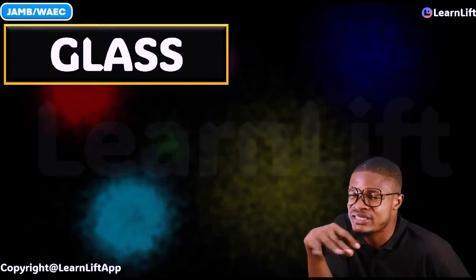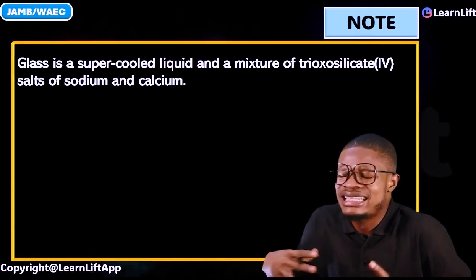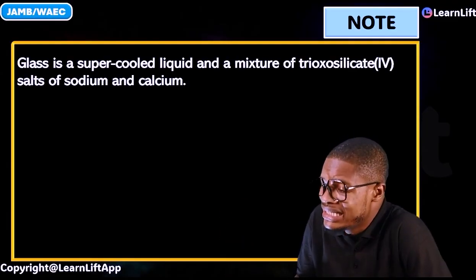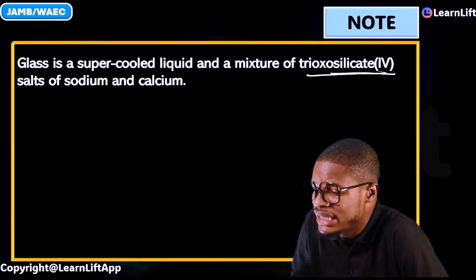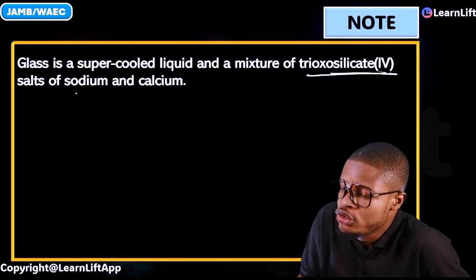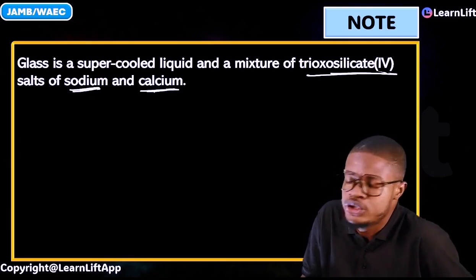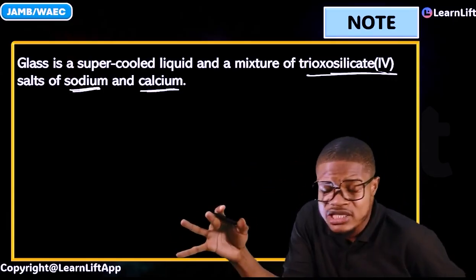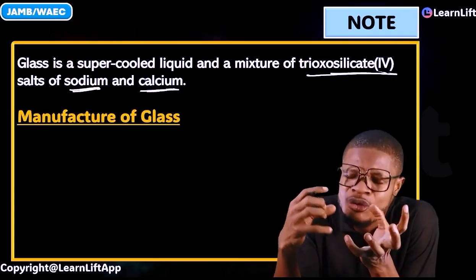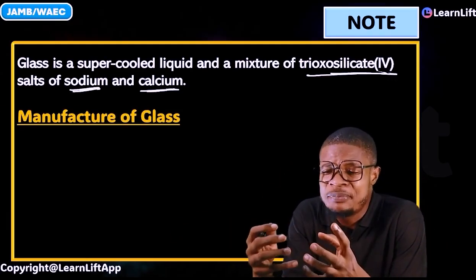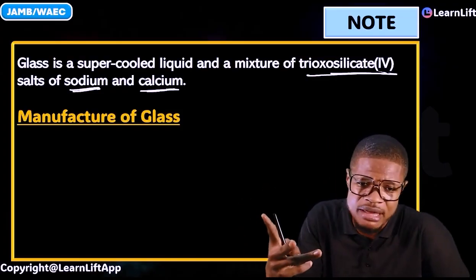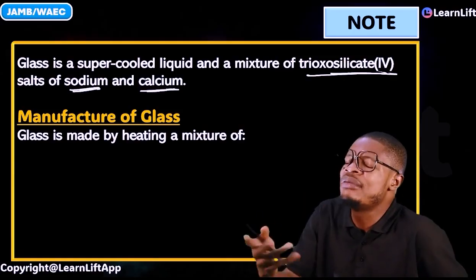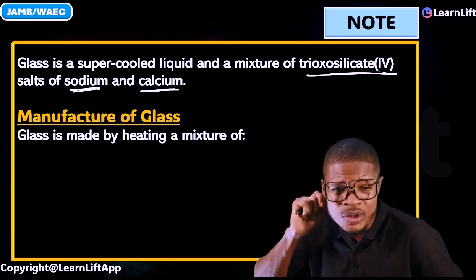Let's look at glass a bit. First, you must understand this, that glass is a supercooled liquid. And of course, it is a mixture of your trioxosilicate(IV) of your sodium and your what? Your calcium. But here is the important thing I want you to hold tight, and don't forget this very quickly, that in the manufacturing of glass, very important. How many things do we need? Just 3 of them. So those 3 things, you must heat them together. So glass is made by heating a mixture. The 3 things are exam questions.